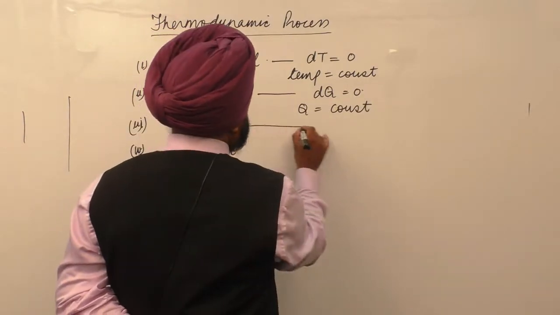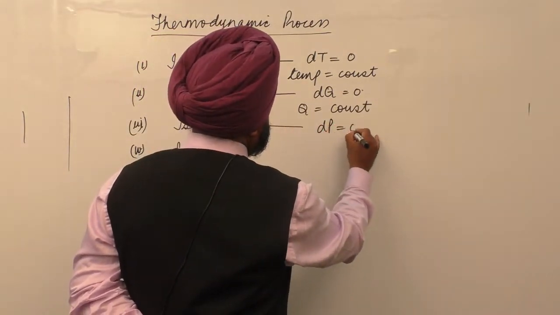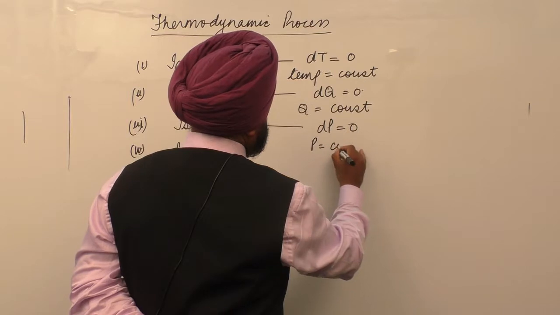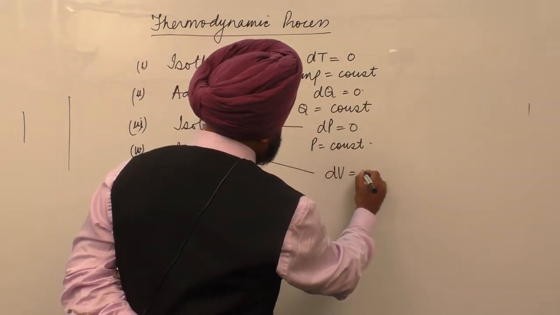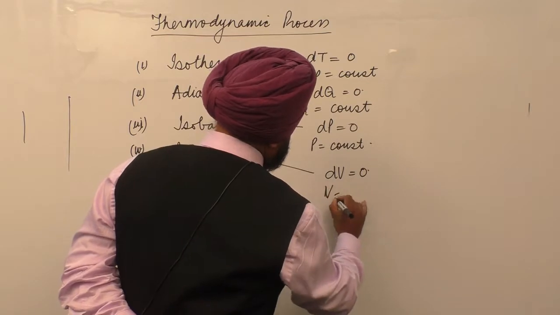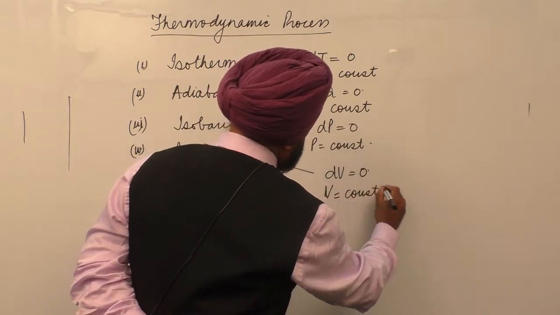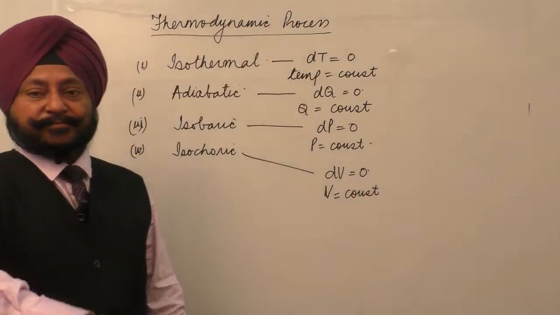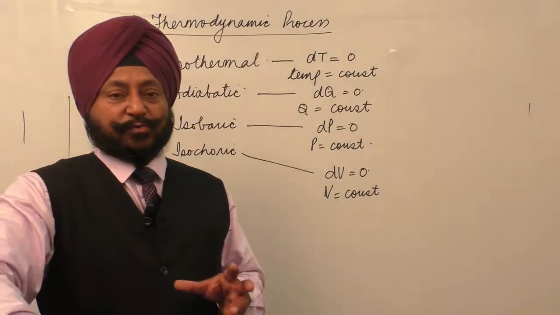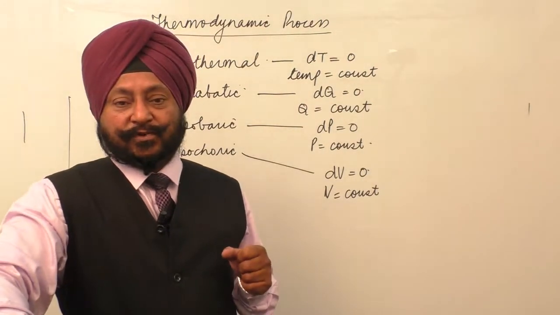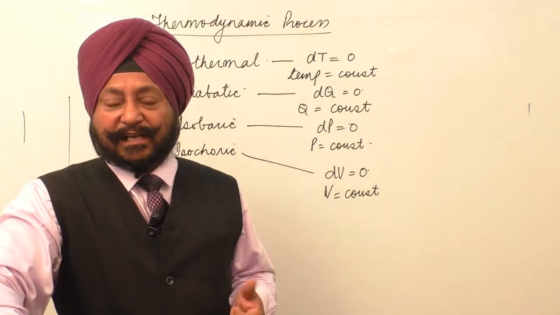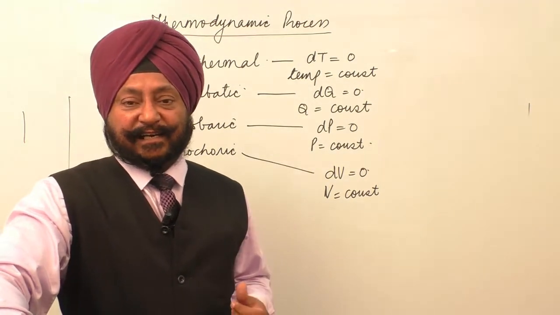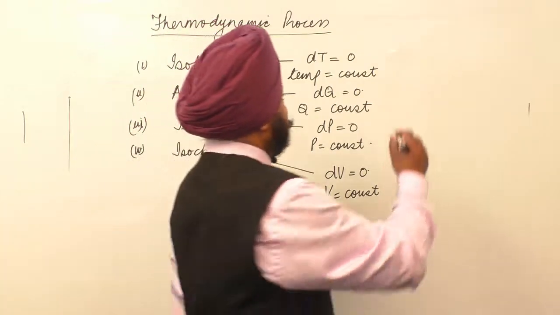When you talk about isobaric, there is no change in pressure. The value of pressure remains constant. Right? And when you talk about isochoric, there is no change in volume. So you can say volume remains constant. Now these are the 4 processes. Normally we show these 4 processes on a diagram. On the y-axis we take pressure, on the x-axis we take volume, and this diagram is termed as the indicator diagram, or a PV diagram.